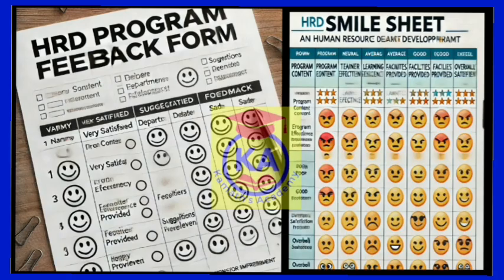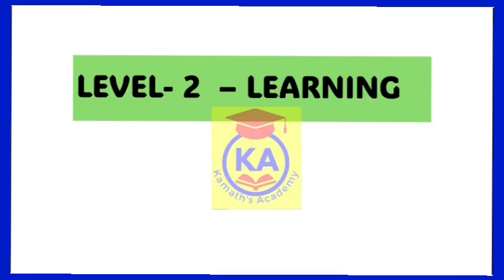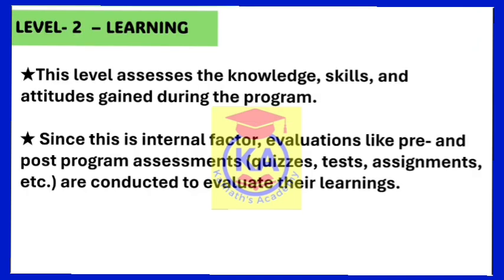Okay, so you have seen these images also. Now let's see level 2 of the Kirkpatrick model, that is learning. Let's discuss in detail. This level assesses the knowledge, skills and attitudes gained during the program. It means evaluation of knowledge gained. Knowledge, skills and attitudes gained by the employees during the program, evaluation is done for these aspects.